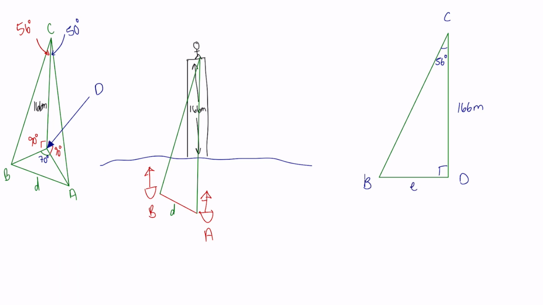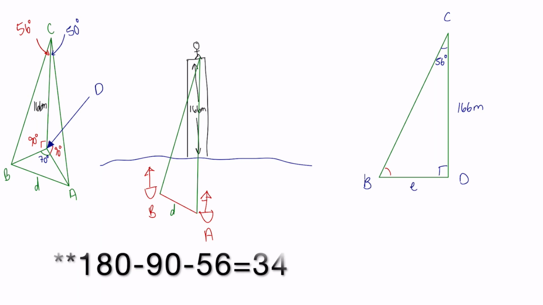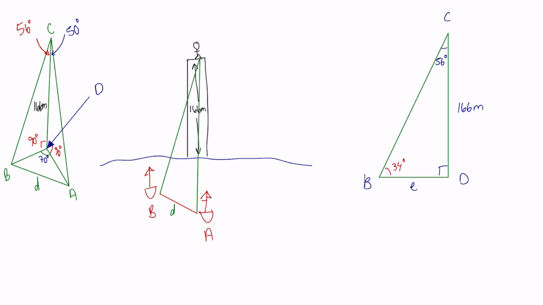There are many ways to solve for the length of E, but I'm going to solve for angle B and then use sine law to solve for E. Since all the interior angles of a triangle add up to 180 degrees, I know that angle B is equal to 180 degrees minus 56 degrees, which is 34 degrees. Now I'm going to do sine law. So the sine of 34 degrees divided by 166 meters is equal to the sine of 56 degrees divided by E.